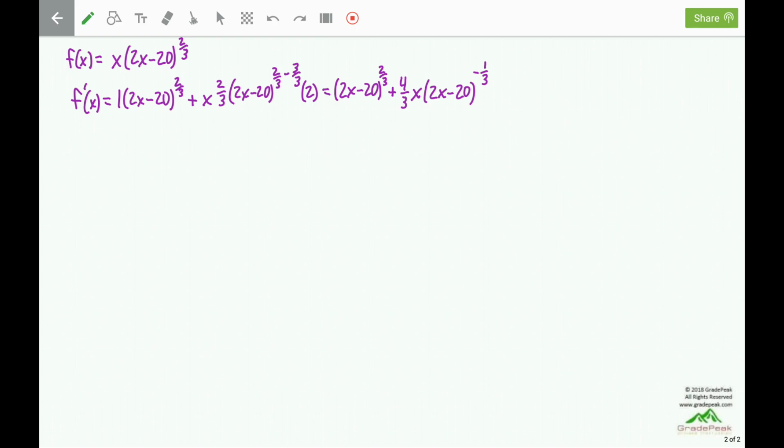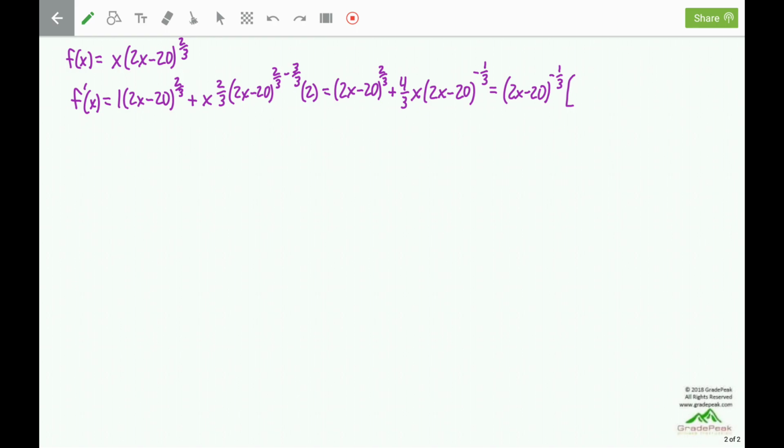We want to fully factor the first derivative. There is a common factor of a power of 2x minus 20. We can factor out the lower power of the two. That'll be the negative 1/3. It's lower by being negative. So (2x minus 20) to the negative 1/3 power can factor out.